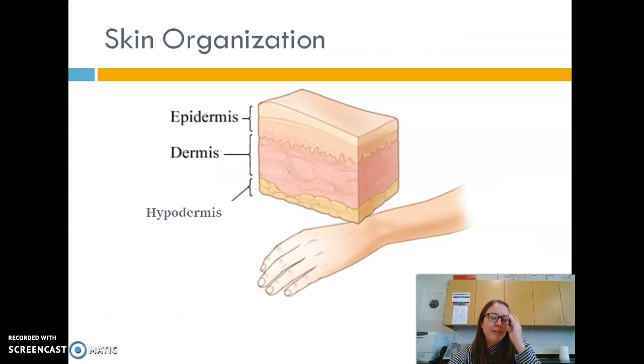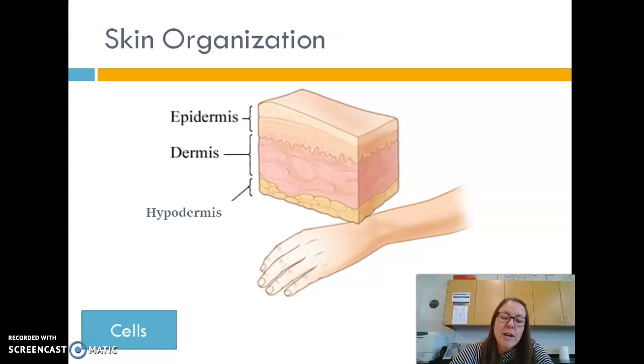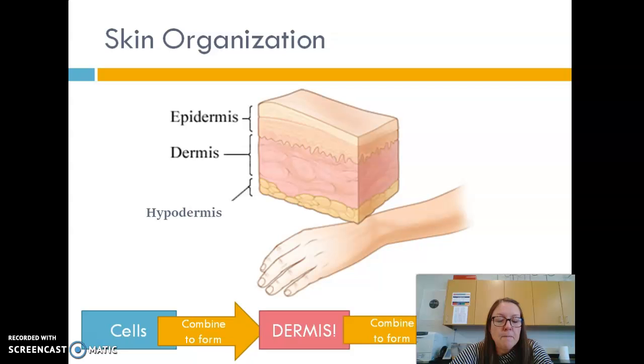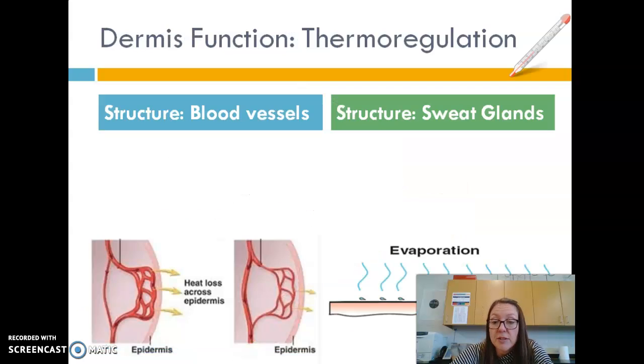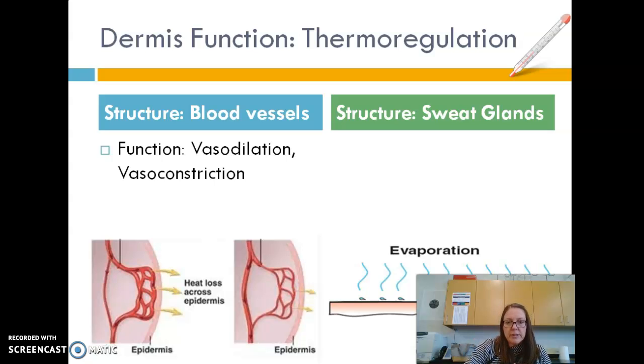So we're going to move on from the epidermis and move deeper. I'm going to highlight some cells and structures within the dermis that combine to provide certain functions for the overall skin. Those structures are blood vessels and sweat glands. The overall function here is temperature regulation. So blood vessels, we'll look at those first. Their job is to either vasodilate or vasoconstrict, get larger or get smaller.